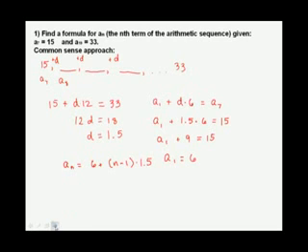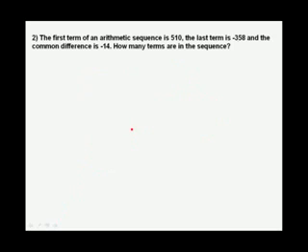So the first term plus my common difference, 1.5, I'll add it 6 times, and that should get me to that 15. Now I just have to solve for a sub 1. a sub 1 plus 1.5 times 6, which is 9, equals 15. Subtract 9 on both sides, and we get a sub 1 equals 6. My first term is 6. And so again, I get the expression a sub n equals 6 plus n minus 1 times 1.5.